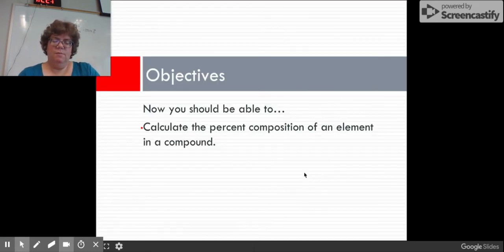So those are some examples of calculating percent composition. If you just remember the formula, you should have no problem with it.